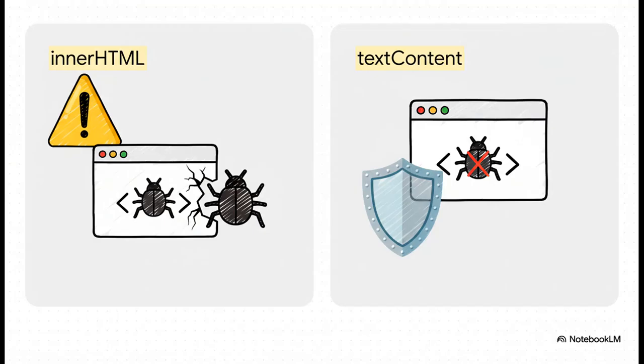Now, on the surface, innerHTML and textContent might look kind of similar, but underneath, they are worlds apart. When you use innerHTML, you're telling the browser, hey, take this string and treat it like real HTML code. That means if there's a script tag in there, the browser's just going to run it. TextContent, on the other hand, says, nope, this is all just plain text. It won't execute a thing, which makes it way, way safer.